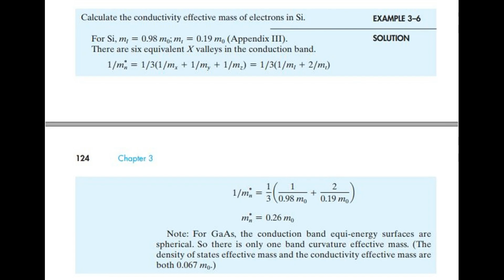Calculate the conductivity effective mass of electrons in Si. There are 6 equivalent x values in the conduction band. Note, for GaAs, the conduction band equi-energy surfaces are spherical. So there is only one band curvature effective mass. The density of states effective mass and the conductivity effective mass are both 0.067 m0.